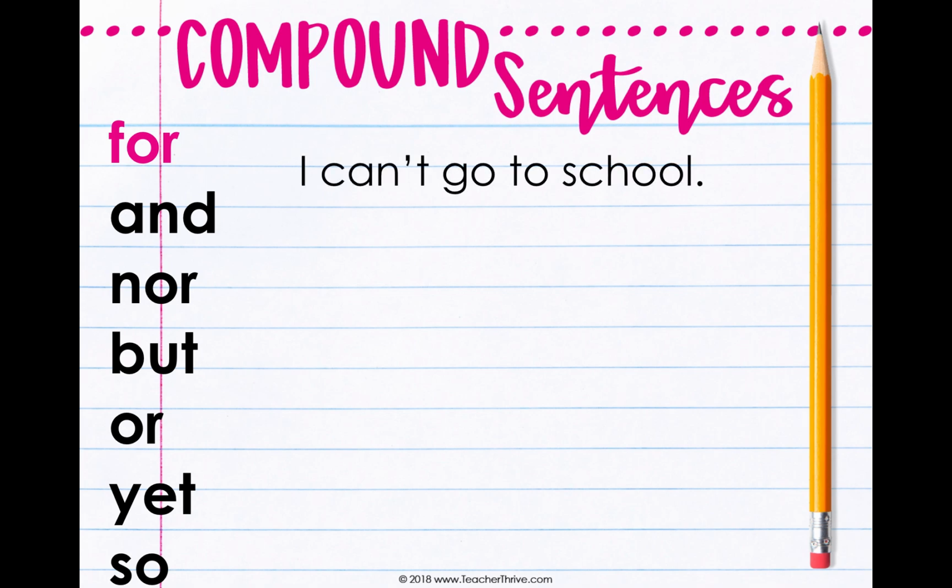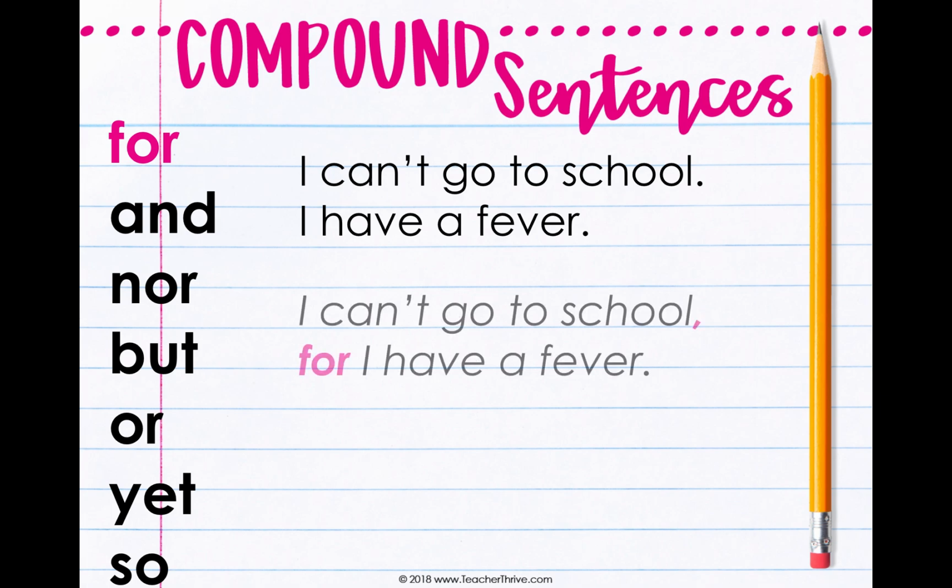So now, let's look at more examples. We have the sentence, I cannot go to school. And then, I have a fever. Notice how you have two simple sentences. They're not connected yet. When we connect them with the conjunction for, we add the comma instead of the period. So the comma replaces the period at the end of the word school. Then you add the conjunction for after the comma. Then you write the second sentence after it. Then your period. Your period goes at the end of the second sentence when you write compound sentences. I cannot go to school, for I have a fever.